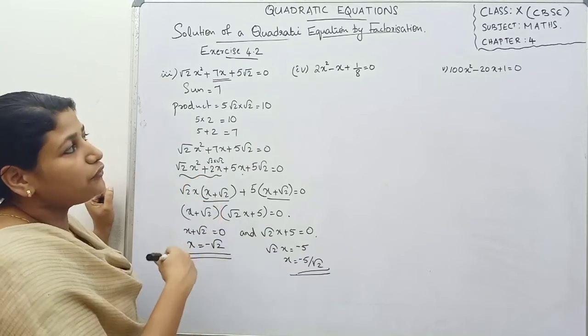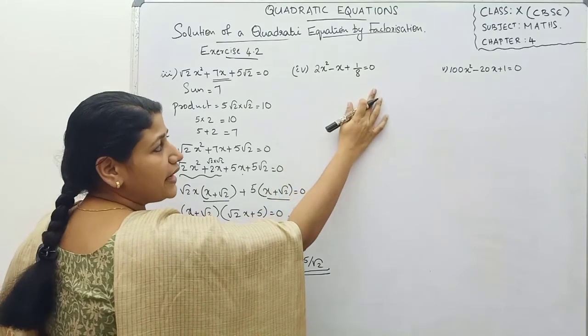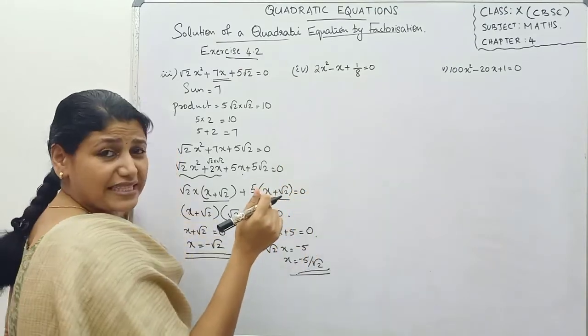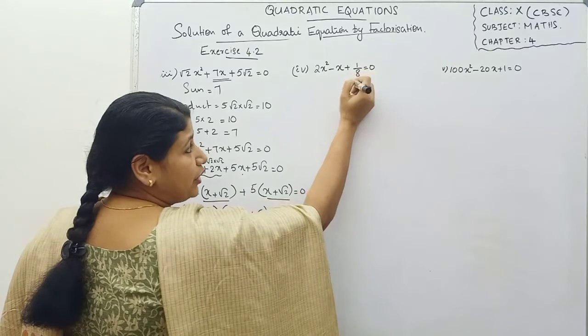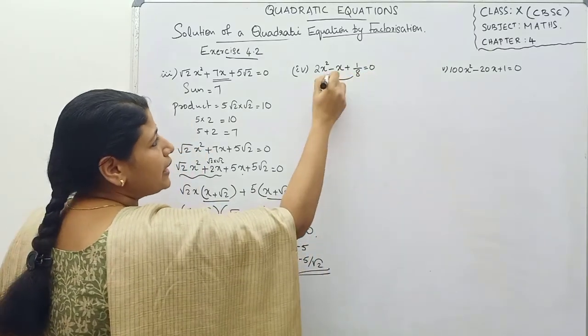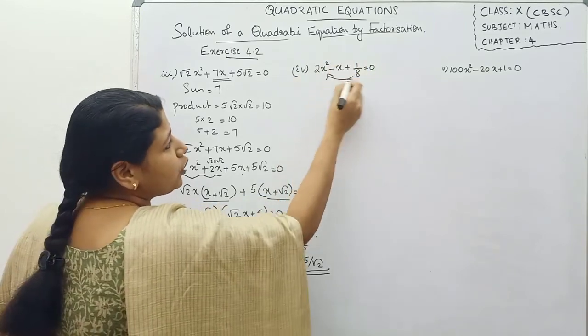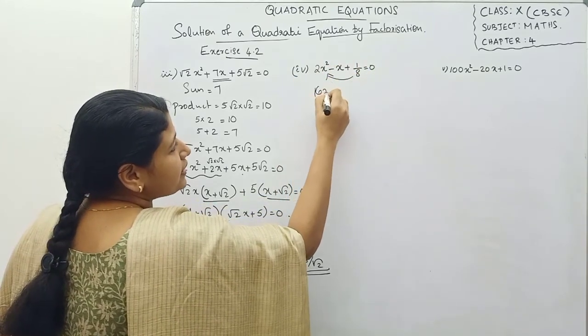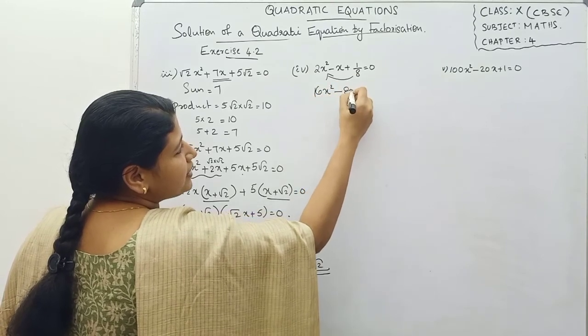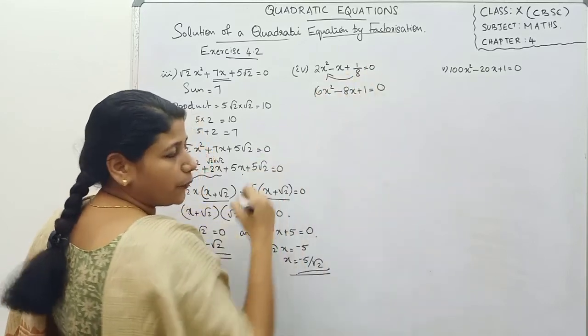Fourth question. 2x square minus x plus 1 by 8 equal to 0. This is not in the standard form. Here 1 by 8 is there, no? So it is difficult to find out. So we are going to multiply this 8 to the other terms of this equation. Then you will get 8 into 2 is 16x square minus 8 into x is 8x plus 1, and this 8 can be taken to this side, it will be 0.